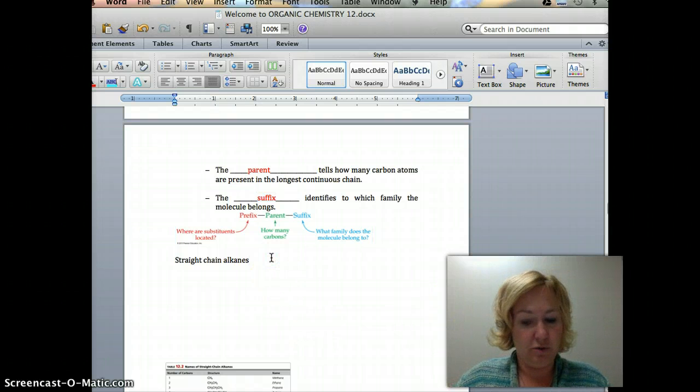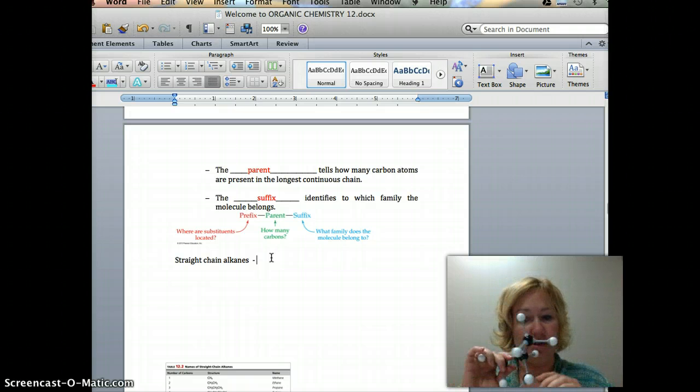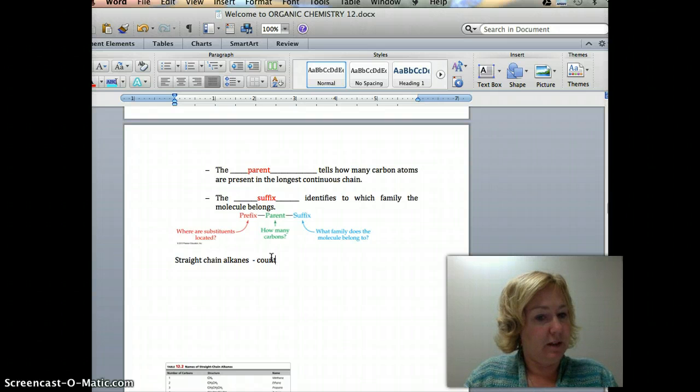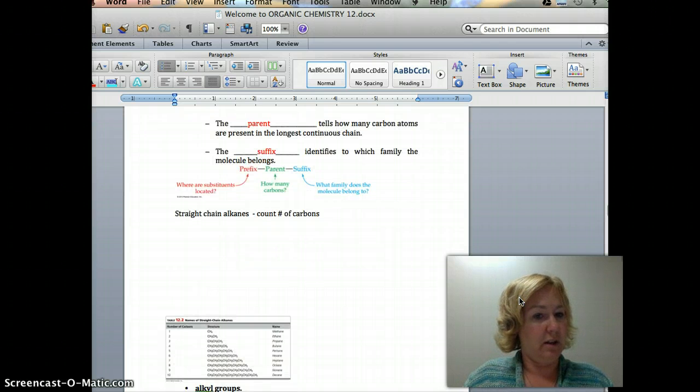That's what we are going to name first: straight chains, alkanes. That's these guys. Just a straight chain, it's not doing anything crazy. You count the number of carbons. Then you look at this super handy chart right here in your notes. And you say, how many are there?